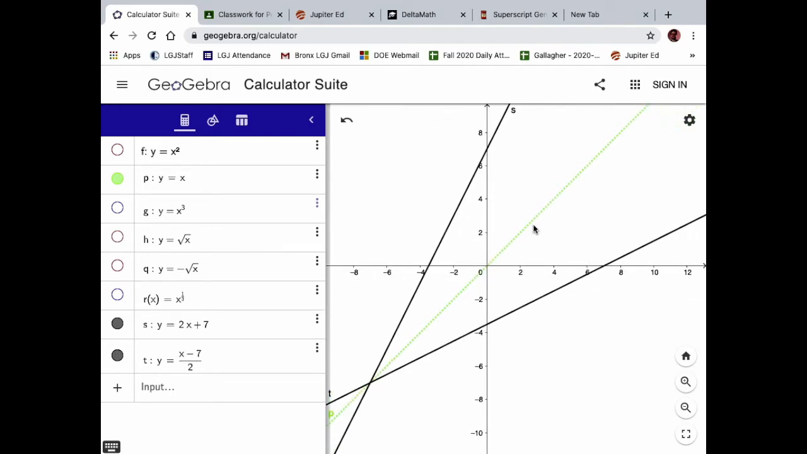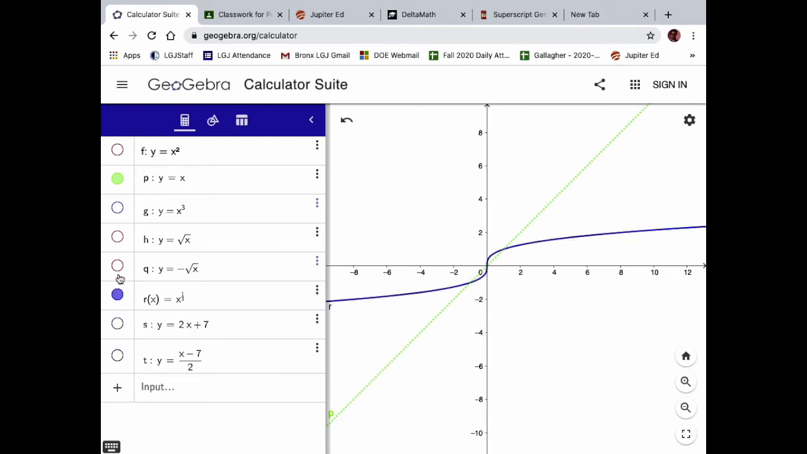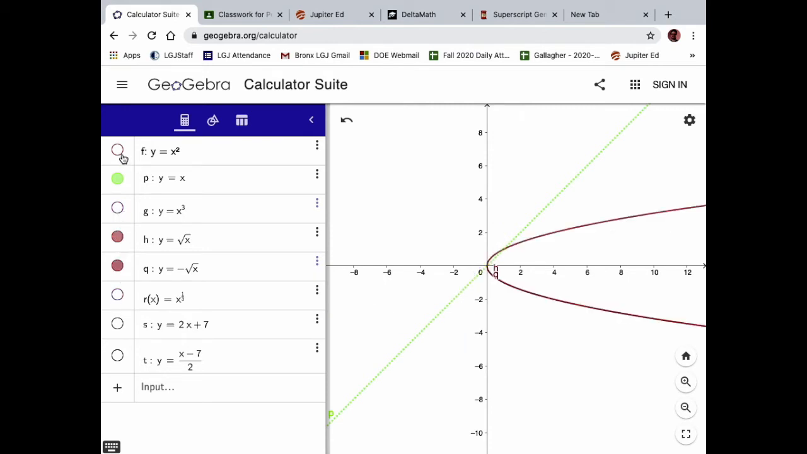So if we're looking at this, we see that our inverse is also a function. You'll also notice that there are reflections over this line. These two are reflections. These two are reflections. And these two are reflections.